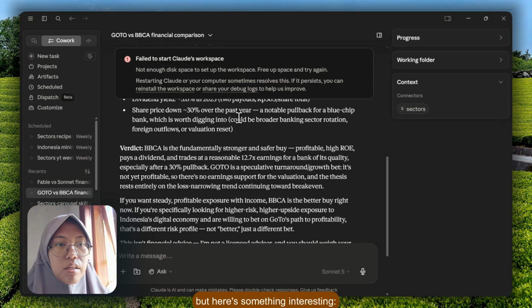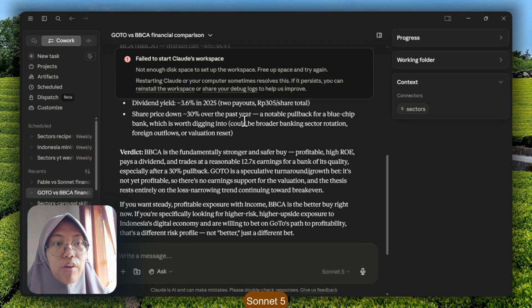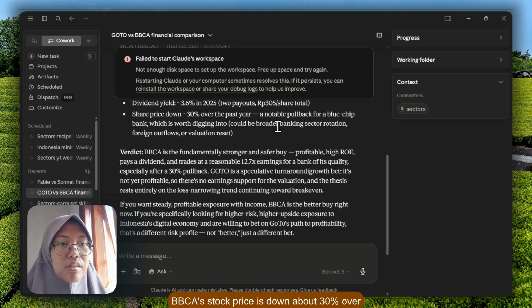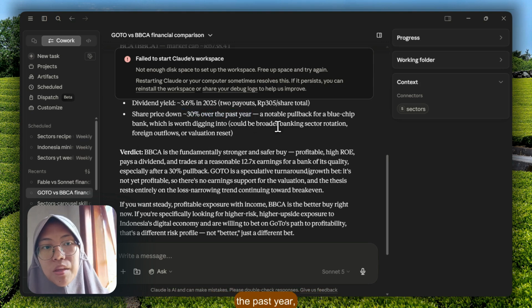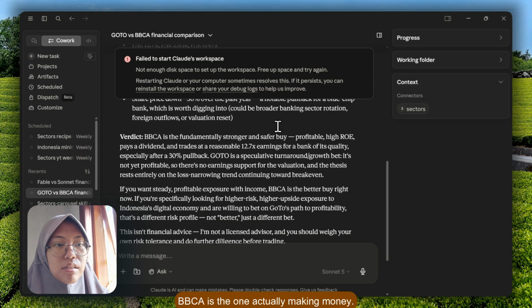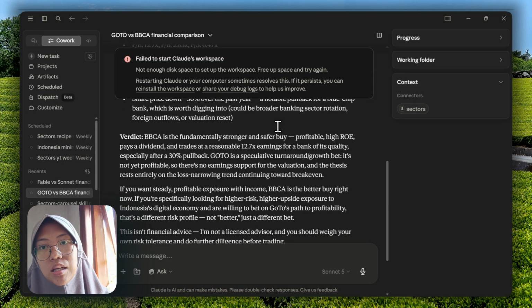It even pays a dividend of about 3.6% last year. But here's something interesting that Sonnet 5 pointed out on its own. BBCA's stock price is down about 30% over the past year, and while that's a smaller drop than GoTo's 50%, BBCA is the one actually making money.